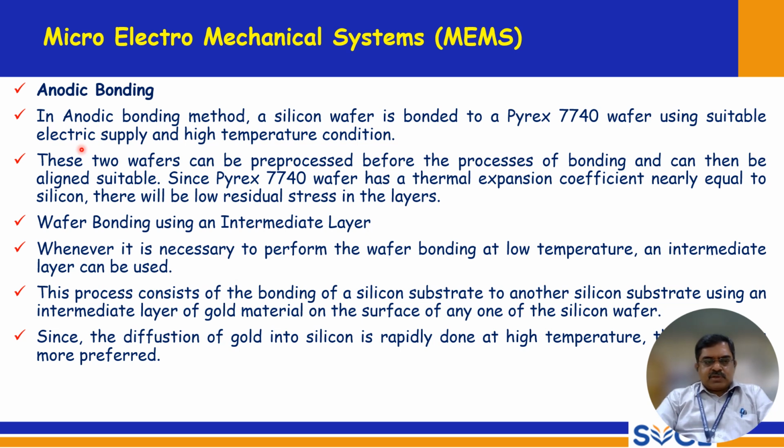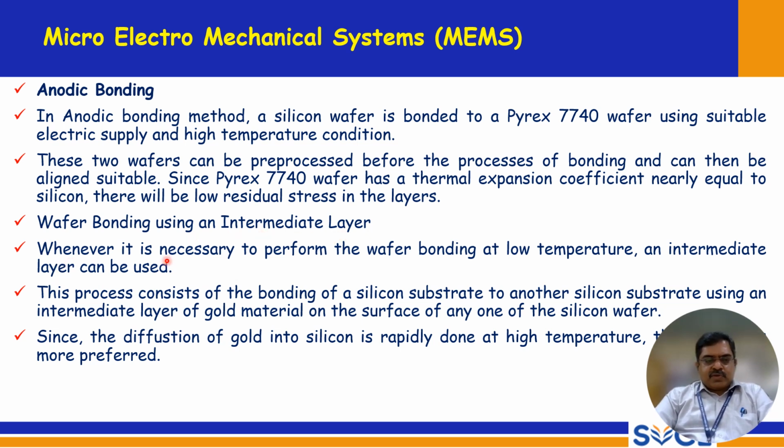So the next one is anodic bonding. In the anodic bonding method, a silicon wafer is bonded to a Pyrex 7740 wafer, using a suitable electric supply and high temperature conditions. Here the two wafers can be pre-processed before bonding and then aligned suitably. Since the Pyrex 7740 wafer has a thermal expansion coefficient nearly equal to silicon, there will be a low residual stress in the layers.